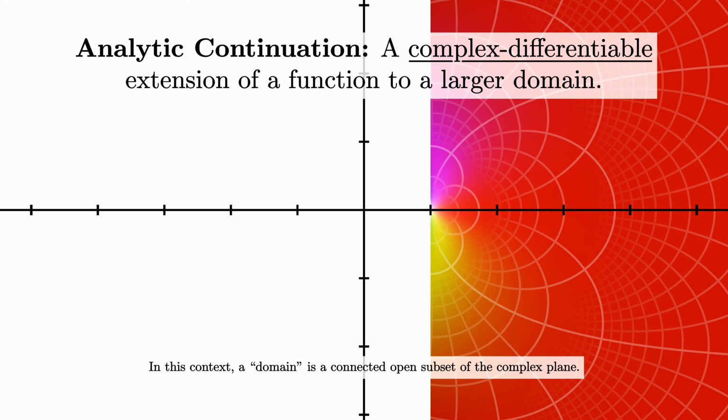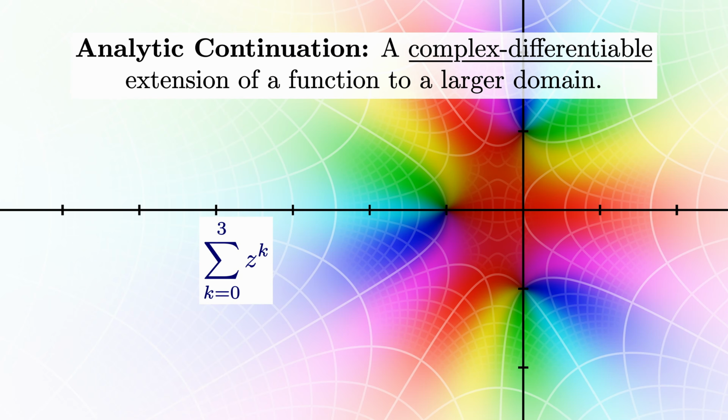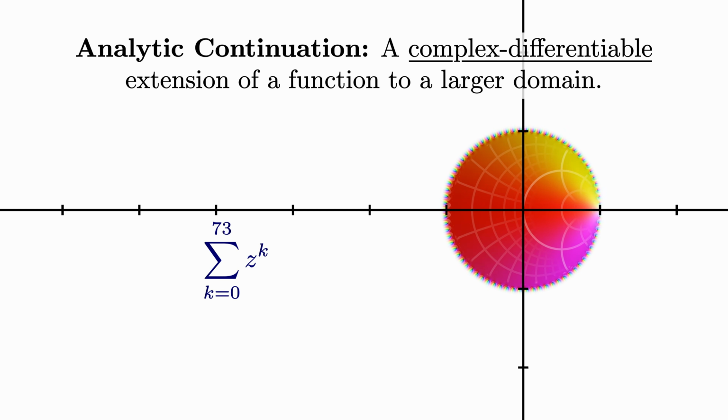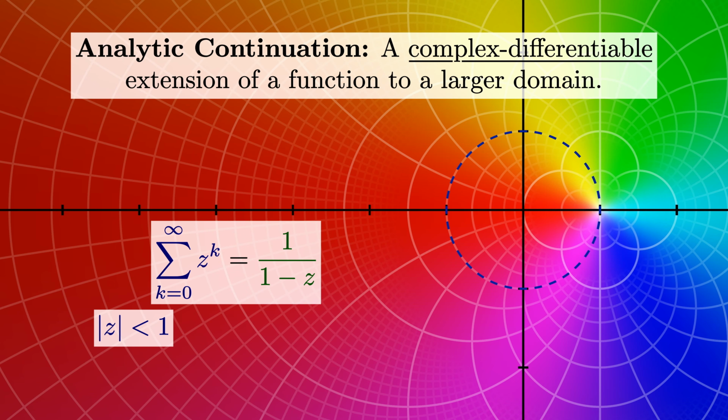Let's see an example. Consider the sum of z to the k. When we increase the upper bound toward infinity, we can see that it converges, but only in the unit disk. Thus, this infinite sum defines a function on the unit disk. Now, you may recognize this as a geometric series, in which case you'll know that it converges to 1 over 1 minus z. But 1 over 1 minus z isn't restricted to that disk. It defines a function on the whole complex plane. Well, except at z equals 1 where there's a pole.